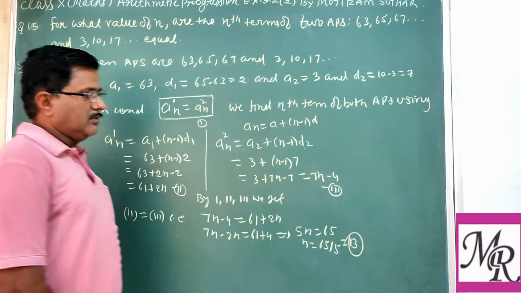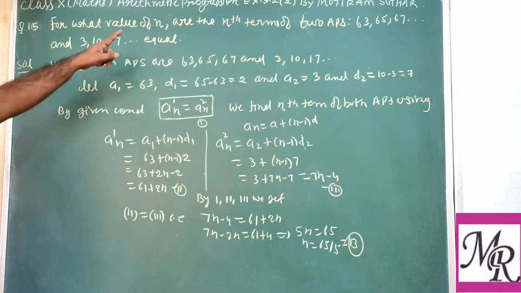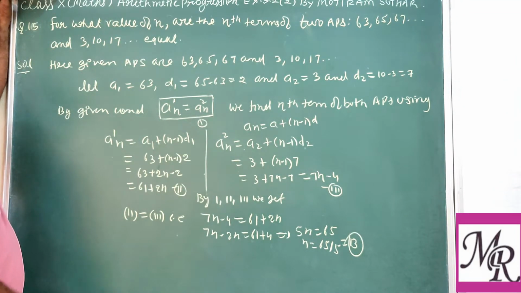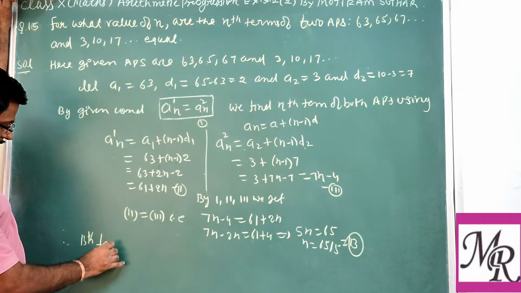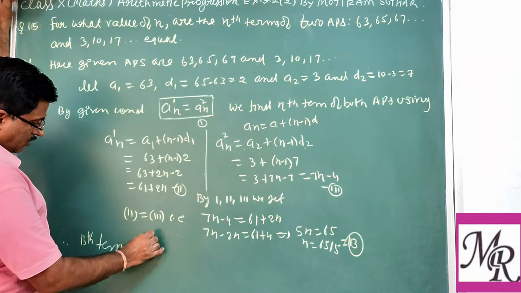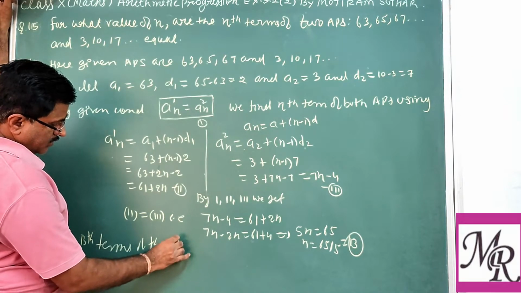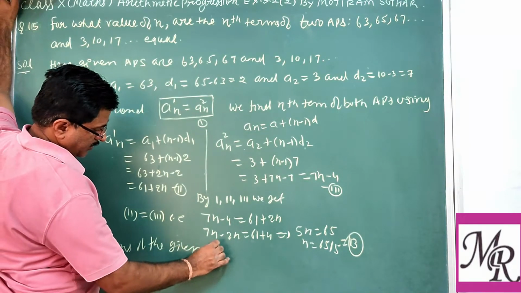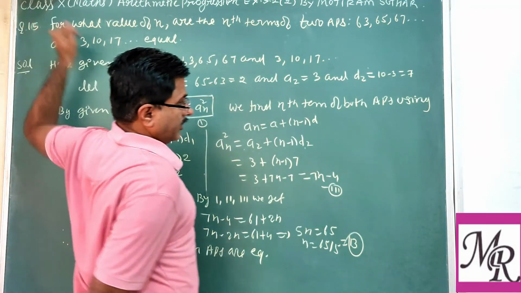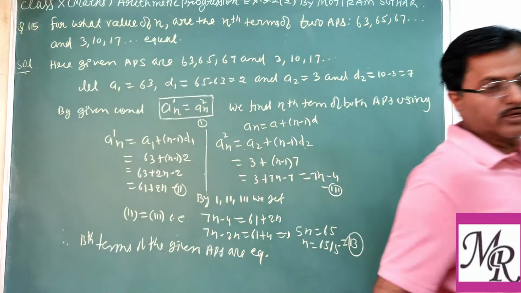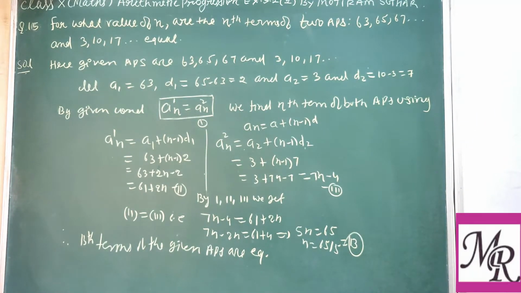It means which term of this AP? The 13th term. Therefore the 13th terms of the given APs are equal. The 13th terms are equal; what that value is, you don't need to find. You have to check which term value is equal.